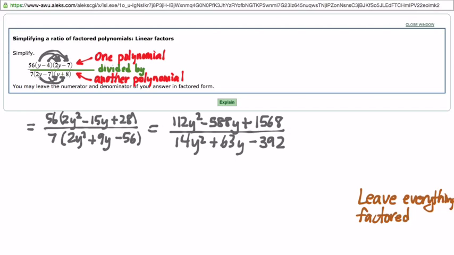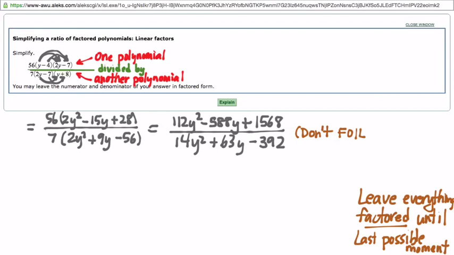Because it's only in its factored form that we're going to understand how this fraction is put together until the last possible moment. Which means that all of the FOILing work here that we did is something we probably don't want to do.